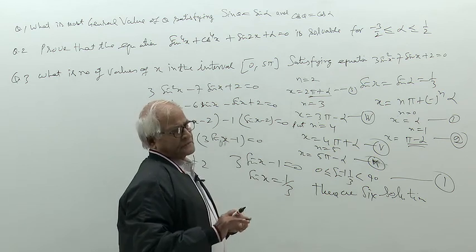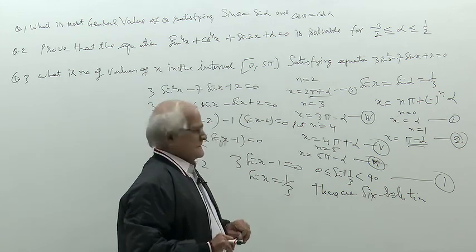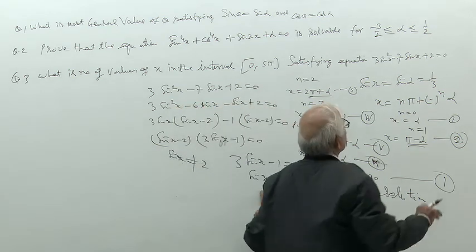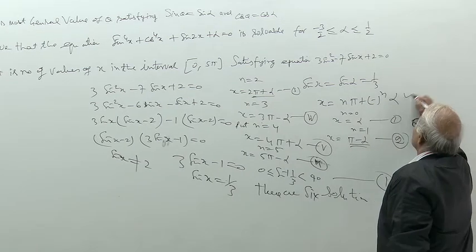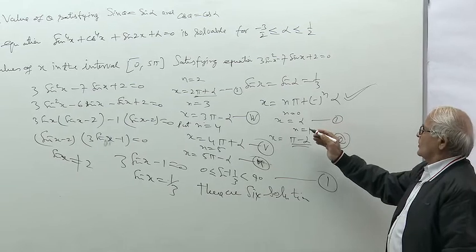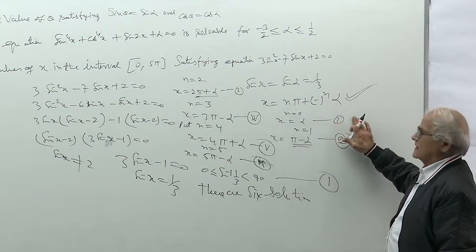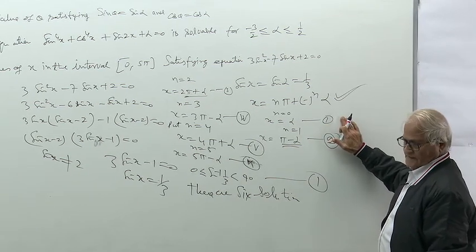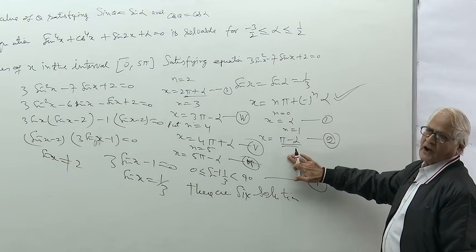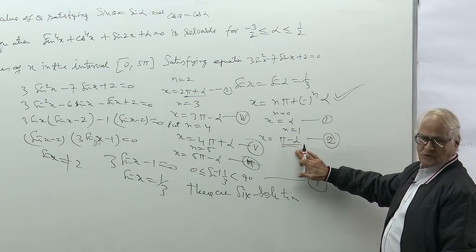And now we are going to find out how many solutions there are in this interval. Now take the general formula for sin x. Put n is equal to 0, we get x is equal to alpha. This is the first value. When n is equal to 1, we have pi minus alpha. This is the second solution.